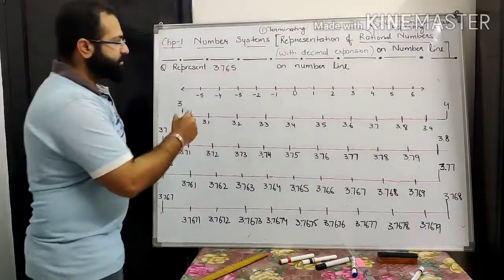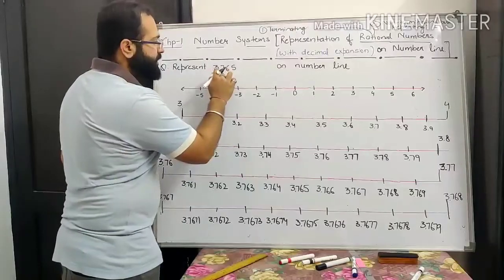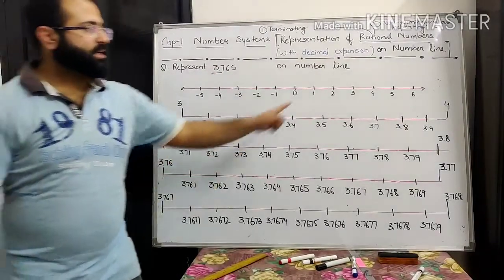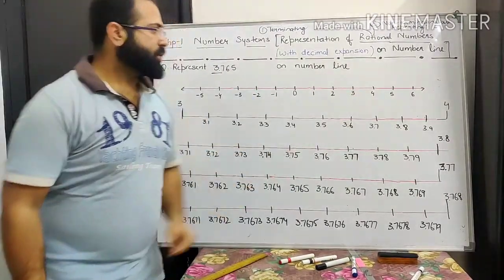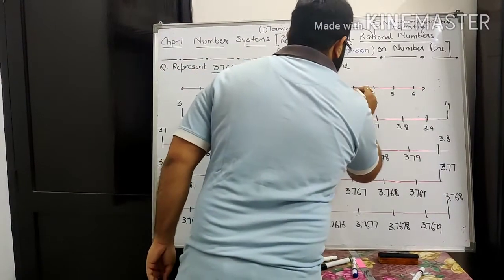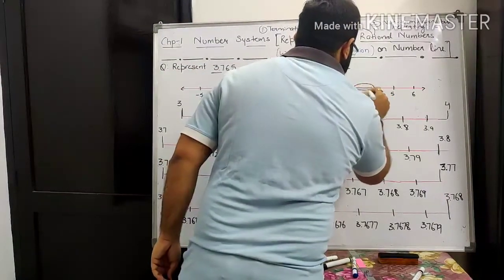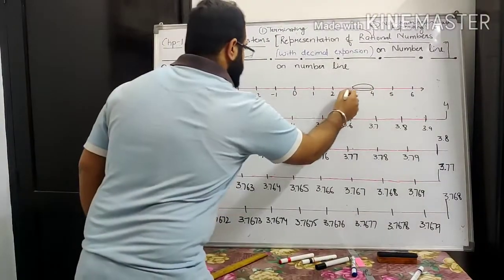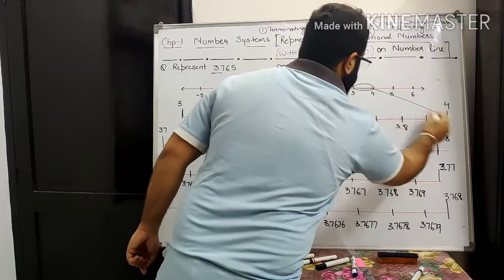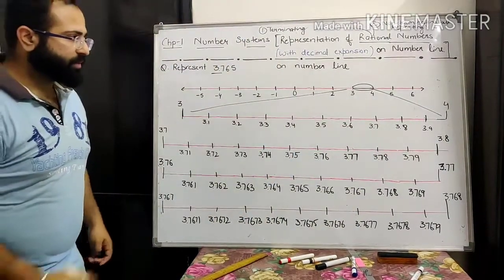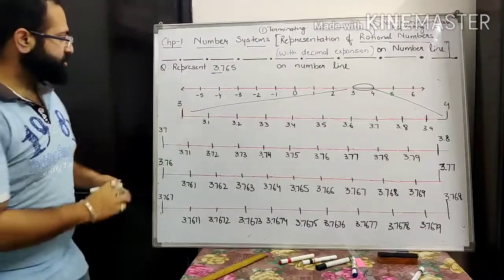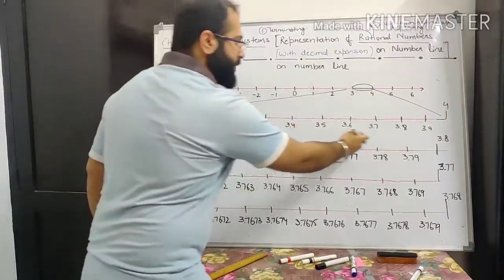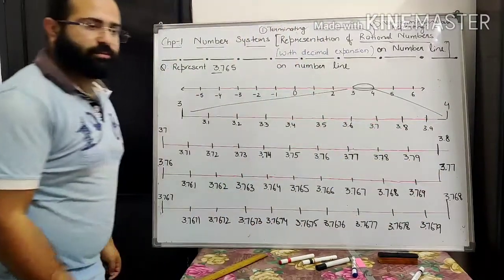So now looking at the number, we have 3.7. So 3.7 lies between 3 and 4. So what we are supposed to do, we will magnify the scale or the division between 3 and 4. So if you expand the scale between 3 and 4, then you will get again 10 divisions. So between 3 and 4 you will get 3.1, 3.2, 3.3, 3.4, 3.5 till 3.9, and last will be 4.